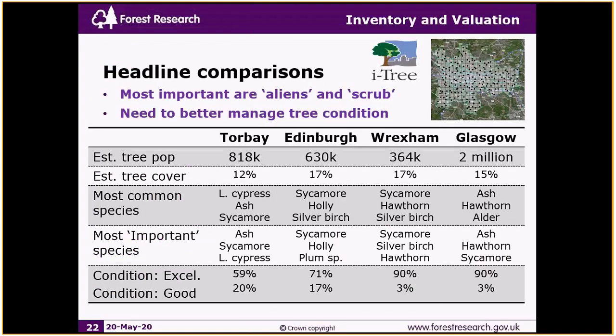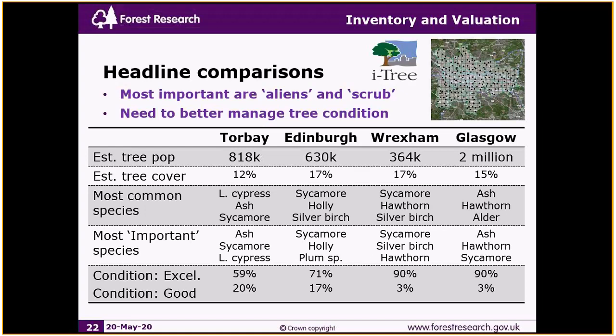Let's look at some results then from Eco. Here I've presented summary results from Torbay, Edinburgh, Wrexham and Glasgow. As you would expect, the estimated tree population ranges quite a lot. Wrexham there at 364,000 compared to Glasgow at an estimated tree population of 2 million. But of course that boils down quite simply to the size of the city. The bigger the city, the more area, the more potential number of trees you can have. I think what's interesting is that the range in canopy cover at these locations is quite comparable, and at 12 to 17% reflects the earlier statistic I was sharing with you of most cities falling within that 10 to 20% bracket.